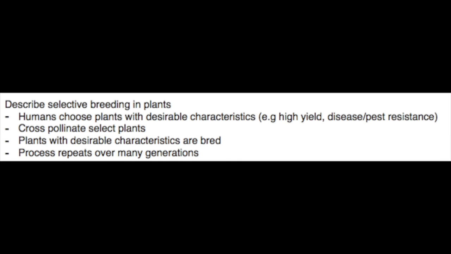And you can do the same with plants, so you can selectively breed plants to be a particular colour, so you pick flowers that are a particular colour, you force them to cross-pollinate, and then before you know, you've got a load of plants with your desired characteristics such as petal colour.